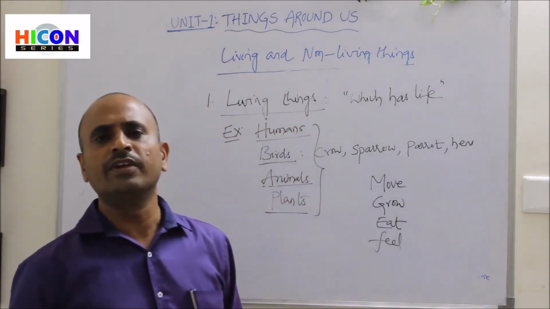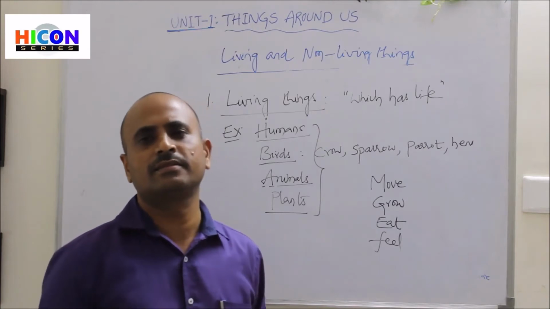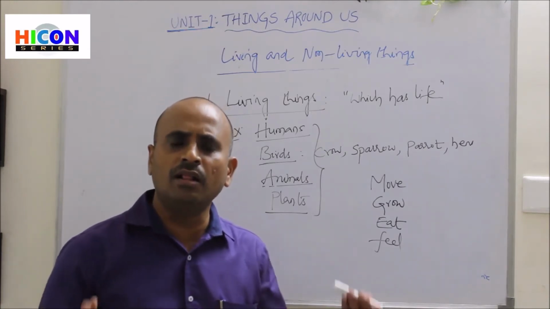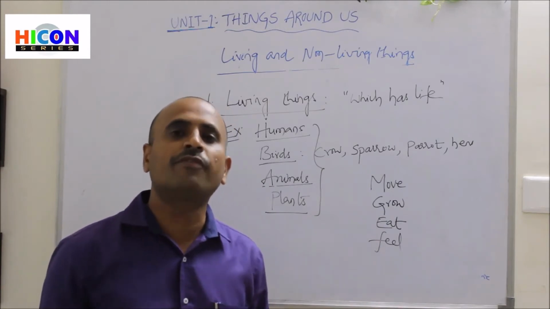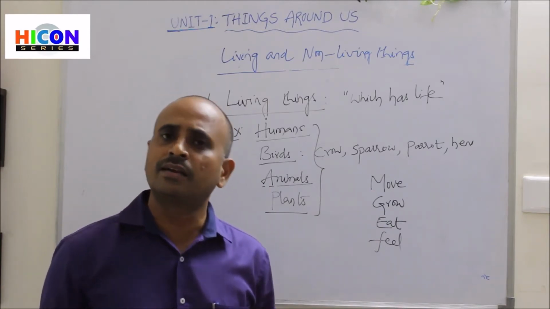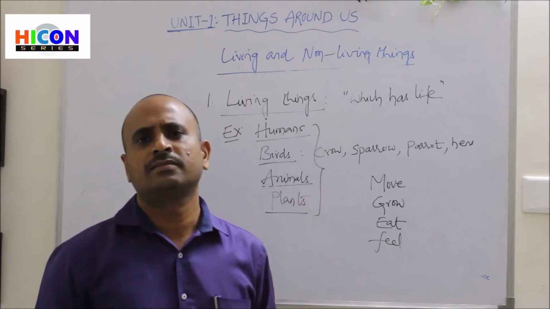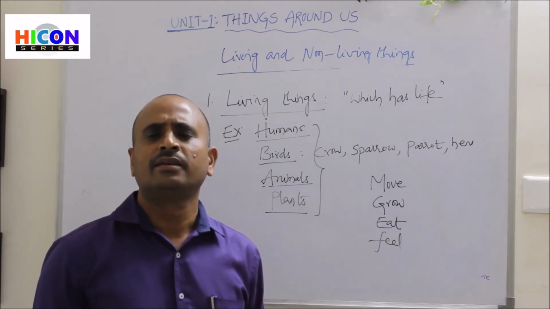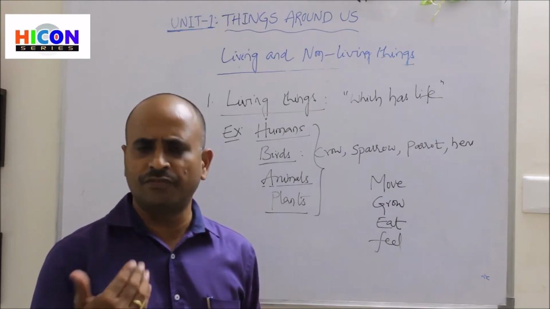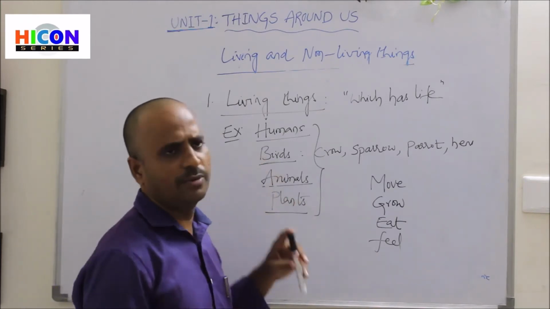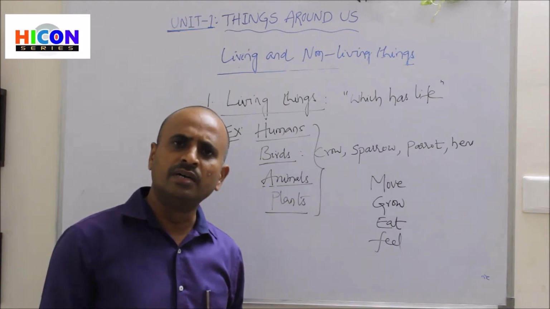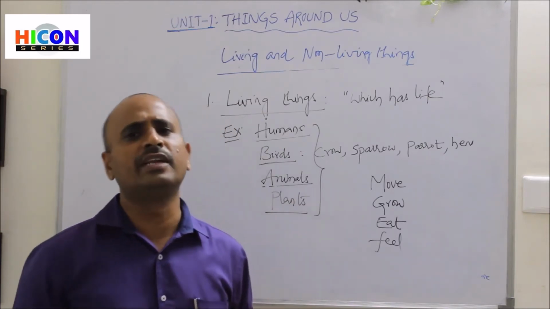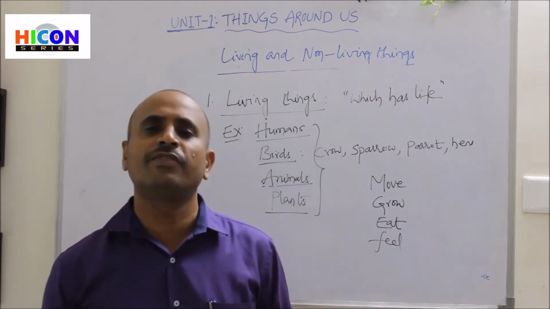So all living things will have feelings. If you consider human beings, all human beings have different types of feelings like happiness, sadness, and anger. These are the different types of feelings that human beings have.